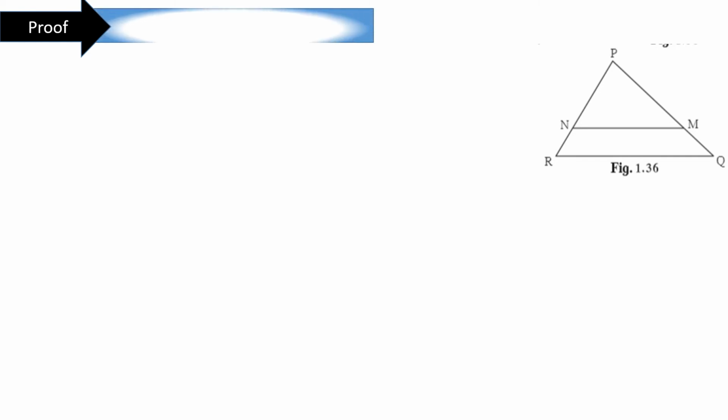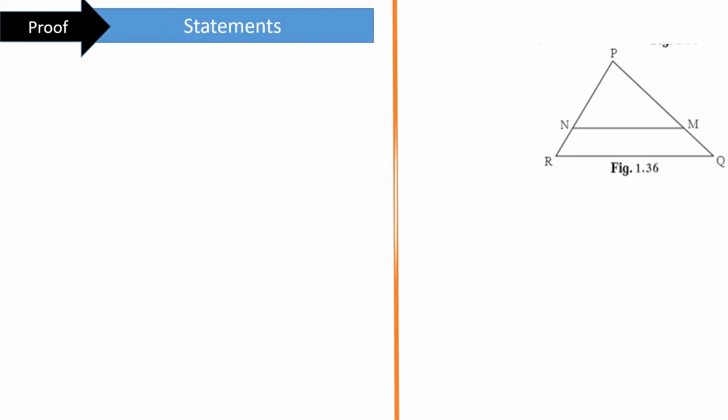Now let us solve this sum. You can see the diagram on the screen. Again, since it is proved, we have divided this into two parts, statement and reasons. As I said, we need to find the ratio of PN upon NR and PM upon MQ. We need to find the length of PN. How are we going to find the length of PN?